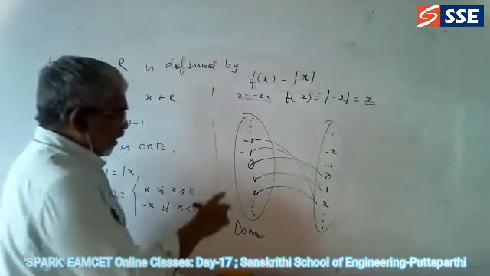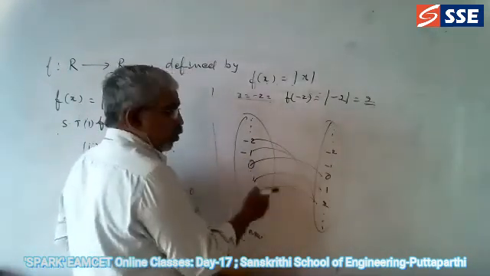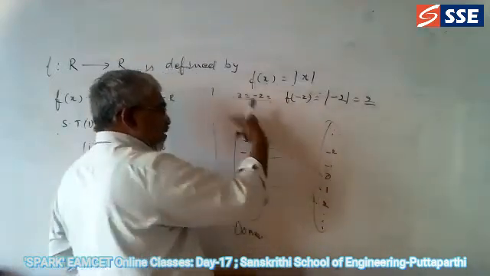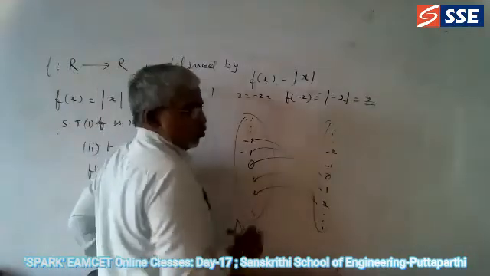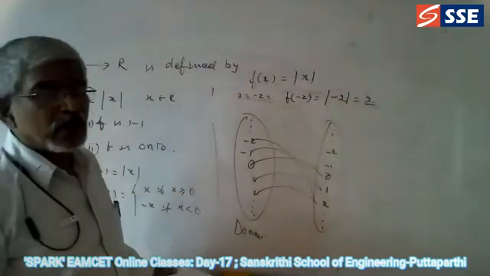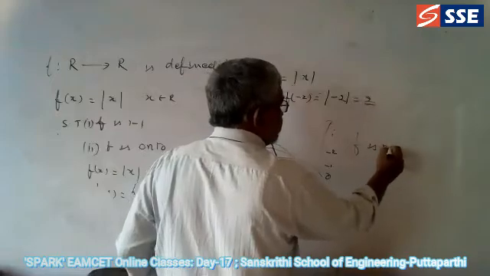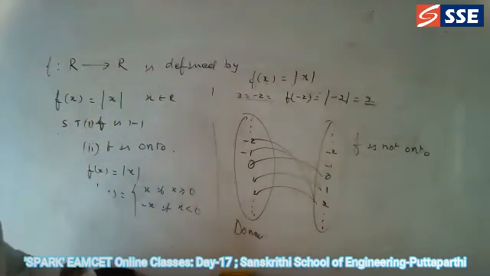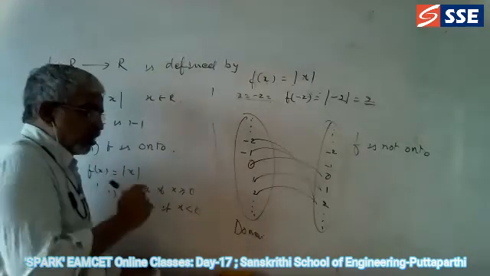Understood now? So every element here goes to a positive value. So what do you mean by onto? Onto means every element in the codomain must have a preimage. But what is the preimage of minus 2 in R? There is no preimage. So f is not onto. So here f is not 1 to 1 and f is not onto.